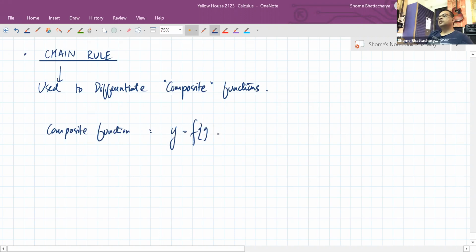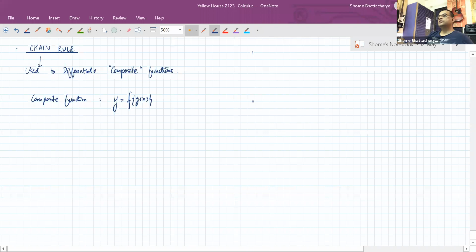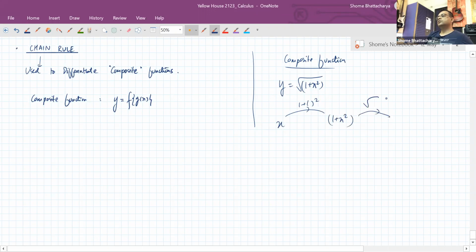In symbolic language, we write it as f of g of x. That means we have taken a function g, operated it on x first, and then on that we have operated the function f. An example of a composite function is, let us say, y is equal to square root of 1 plus x square. To get y, on x we have first operated the function 1 plus whole square, so we have got 1 plus x square. And then on that we have operated the function square root. So we have got square root of 1 plus x square. Okay, so just make a note of this. I will continue.